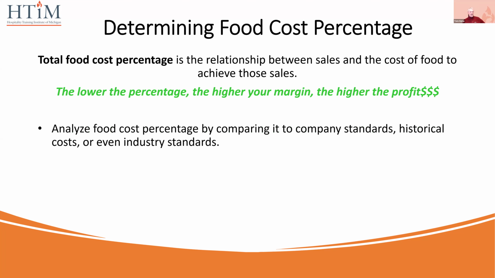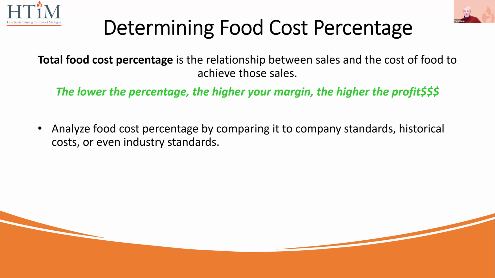So we want to analyze our food cost percentage by comparing it to either what our organization expects of us, our historical costs, which your point of sale or your software is going to tell you, or, if you know that you are going to be compared to other restaurants or hospitality organizations like yourselves, you can compare it against them. So you can use company, historical, or even industry standards. Historical just means what did we do at the same time last year as far as our cost.